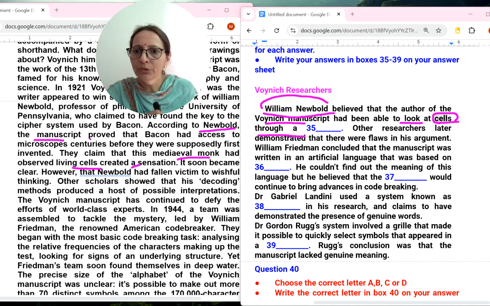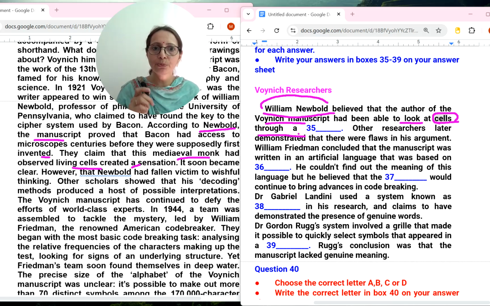According to Newbold, the manuscript proved that Bacon had access to microscopes centuries before they were supposedly first invented. They claimed that this medieval monk had observed living cells, created a sensation. So he had observed these cells and created a sensation. But if you put cells through a sensation, then it will be a wrong answer, because just try to understand its meaning: the author of the manuscript had been able to look at cells through a sensation. No, this is not making any sense.